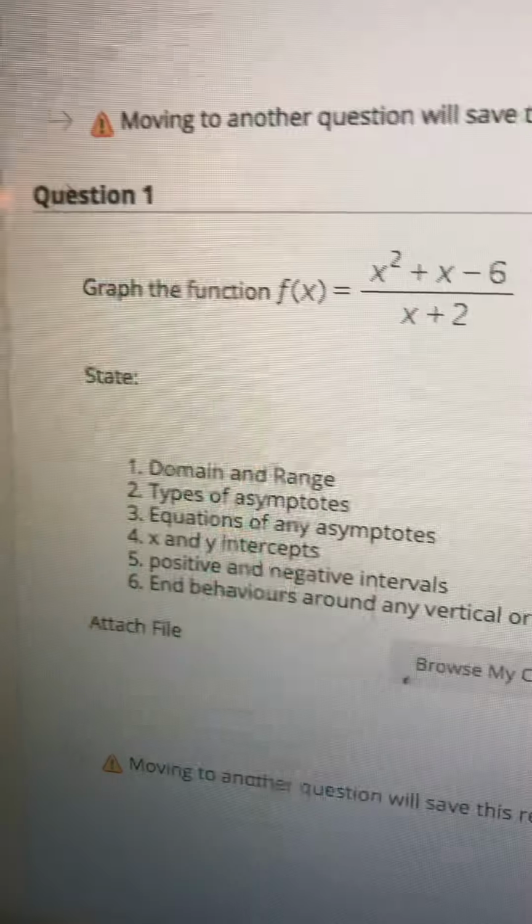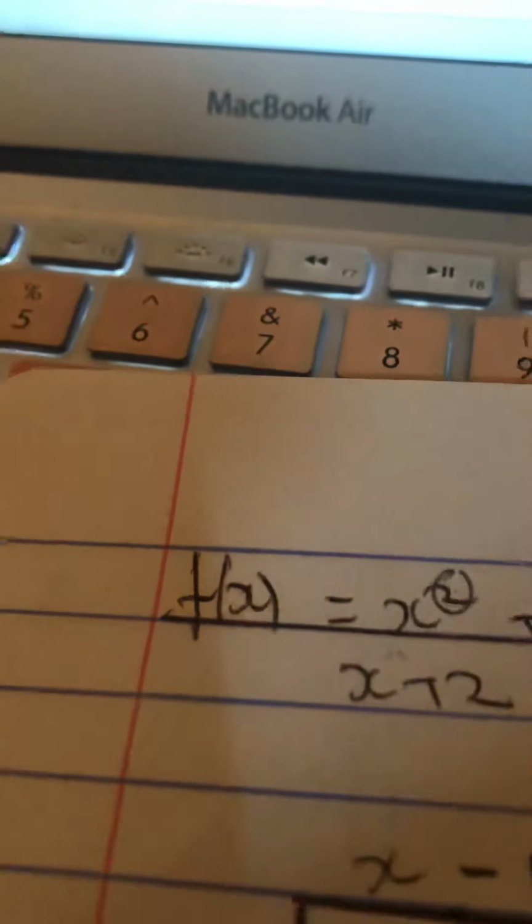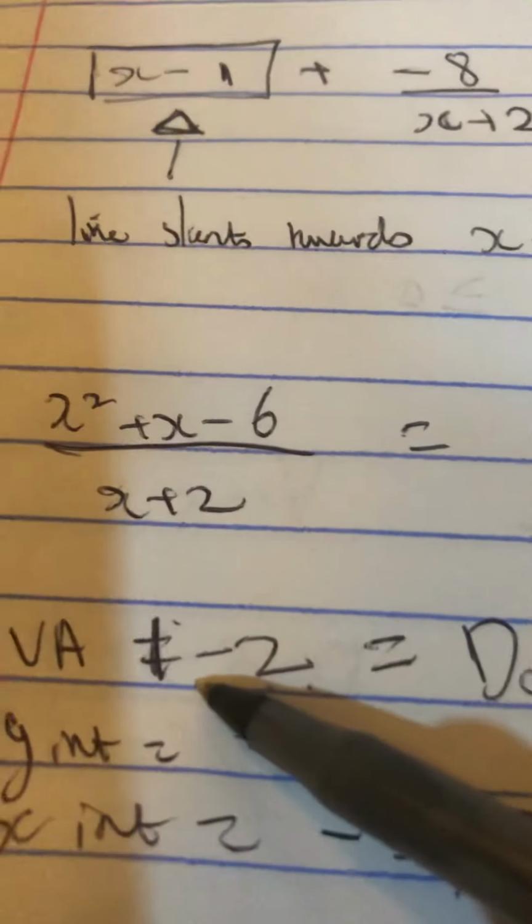It asks us to describe the types of asymptotes. So as mentioned earlier, we have the oblique asymptote because of the degrees 2 and 1. The degree at the top is higher by exactly 1 degree. And we also have a vertical asymptote here, which lies at x equals negative 2. So x cannot be negative 2. Equations for any asymptotes, as mentioned, x cannot be negative 2. And we also have the oblique asymptote, which is y equals x minus 1.